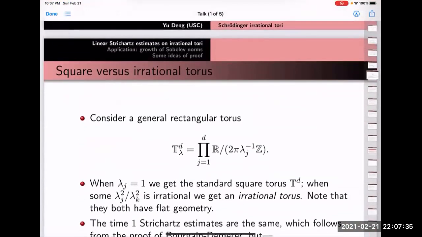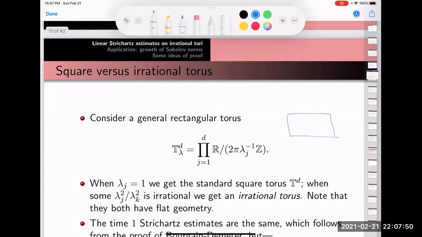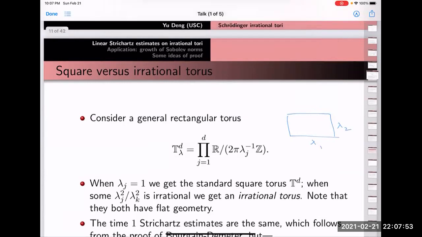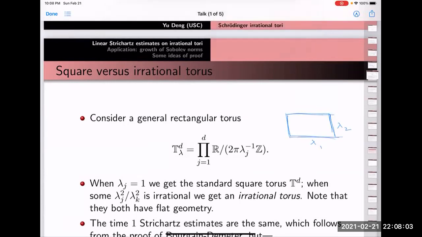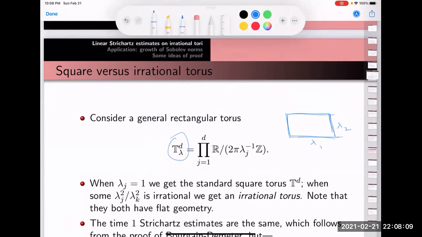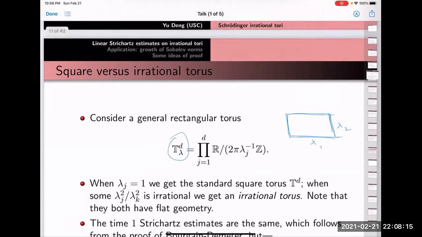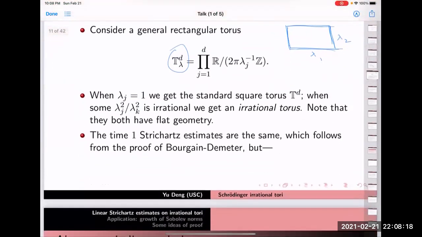Okay, so now we consider general rectangular tori. So if you think of the square torus, you will have a square with equal side lengths. And now if you think of a general rectangular torus, it's like a box of size lambda 1, lambda 2, up to lambda d. And you make this box into a torus, where the lambda i's are general positive numbers. Then again, of course, we denote this by T lambda d, and we think this is always a flat torus having flat geometry. Okay, so when lambda equals 1, we get a standard square torus.